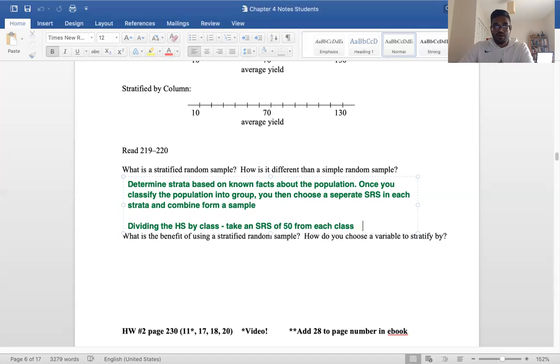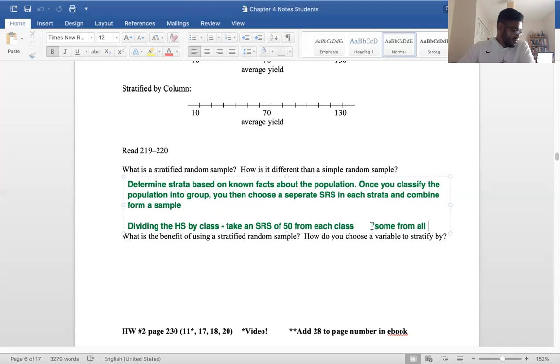Okay, so this is saying, if we want to think about this in like a short thing, it's some from all. Okay? We're taking some people from every single strata. So what's the benefit of doing this? Well, I kind of just talked about it. It adds additional control. So by dividing by strata. Okay, so age group is going to be one of the big ones. Location is another popular one.